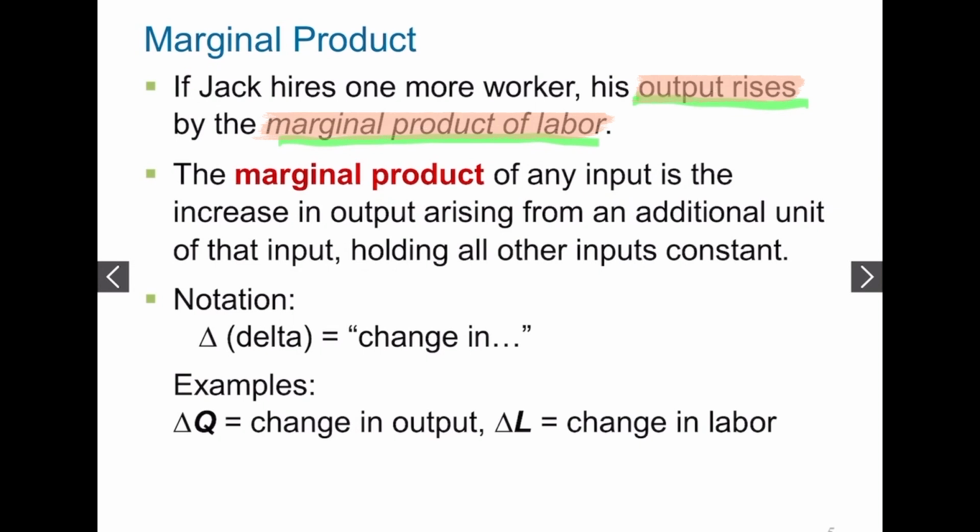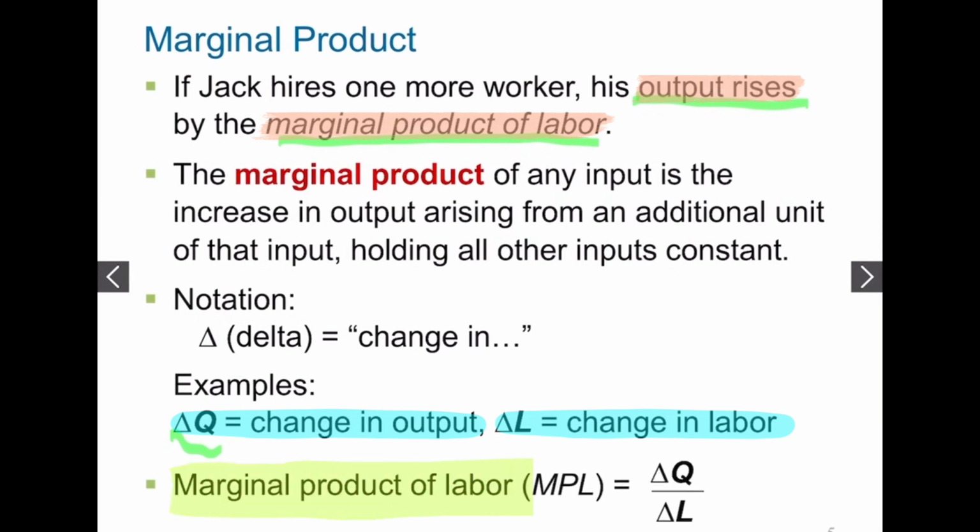An example would be delta Q, which means change in output Q, or quantity, and delta L is change in labor. We can calculate the marginal product of labor, or MPL, by dividing delta Q by delta L.